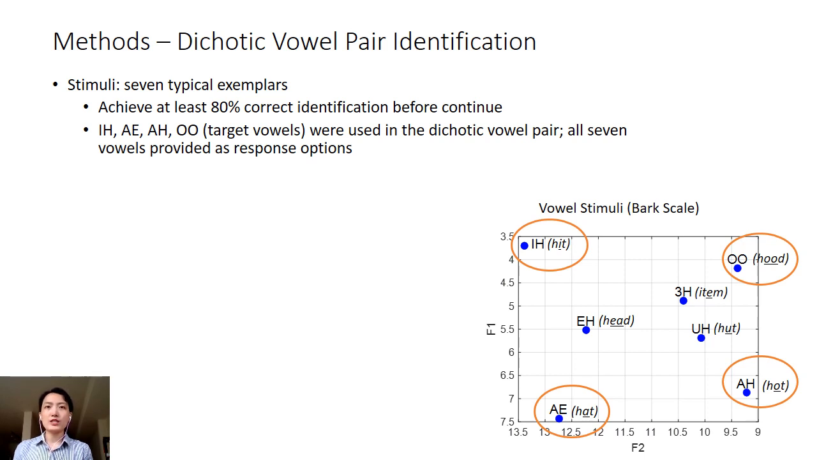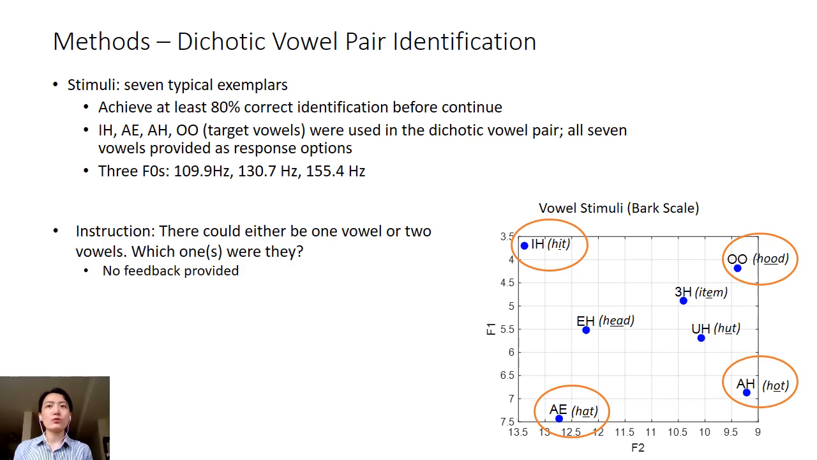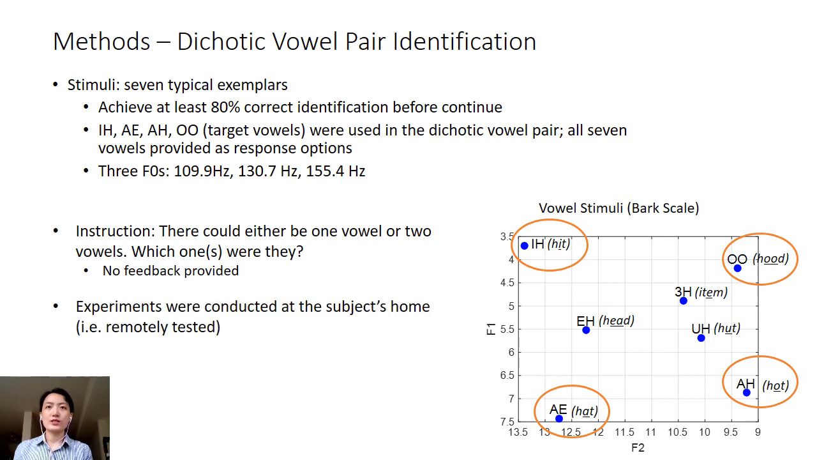All possible combinations of these 4 target vowels with the same or different fundamentals were presented. The subjects were told that they could be presented with either 1 or 2 vowels, and their task was to select which 1 or 2. All subjects were tested remotely.